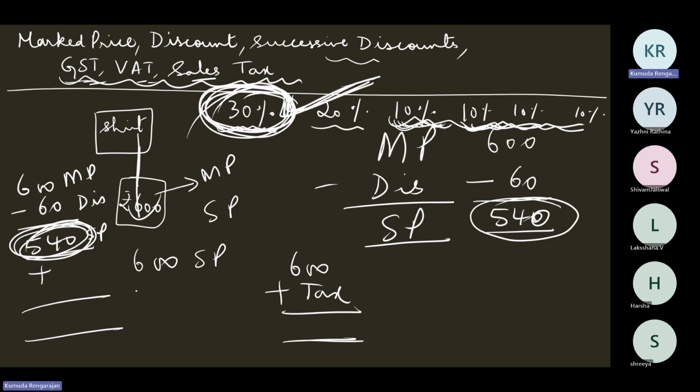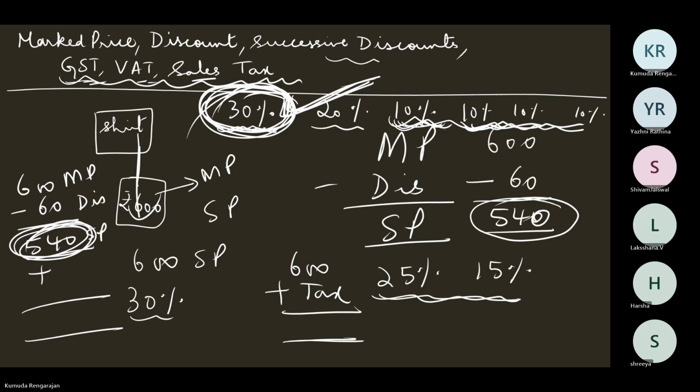Of course, when it's a flat discount of 30% and two successive discounts of 25% and 15%, this you cannot comment on because the total is different. Here it is 30%, here it is 25 plus 15, 40%. This you have to actually work out and see which one gives you more discount. When the flat discount is equal to the sum of the successive discounts, like 30% and 10 plus 10 plus 10 is 30, you can say even without calculating. But when 25 plus 15 is 40 and the flat discount is 30, you cannot say; you will have to actually work it out and then comment.